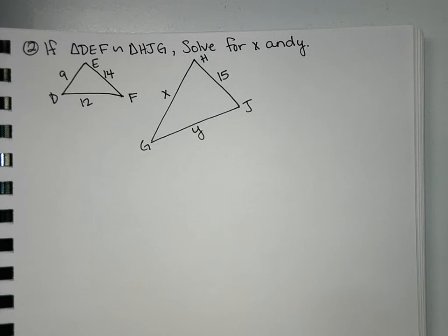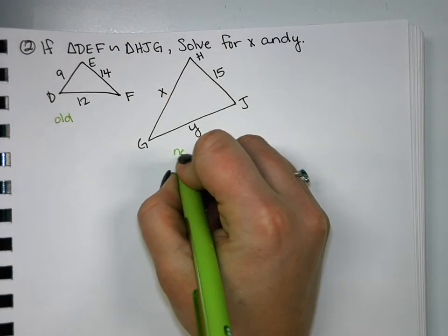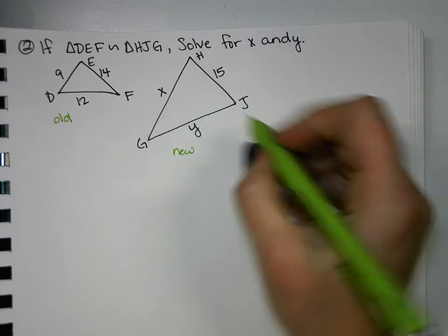Okay, so when we look at this, the first thing we want to do is write out the proportion of the sides. So pick one that you're going to start with and one that you're going to end with so we can stay consistent. So which one do we want to say is old and which one do we want to say is new? First one's old. Second one's new. Okay, so if it doesn't tell you which one is your starting and ending, you get to choose. And so all of ours are going to be new over old.